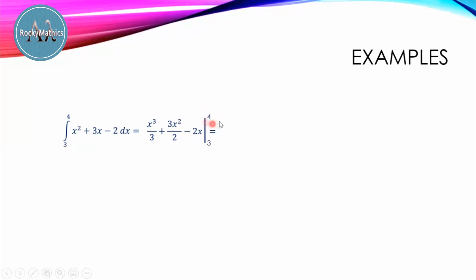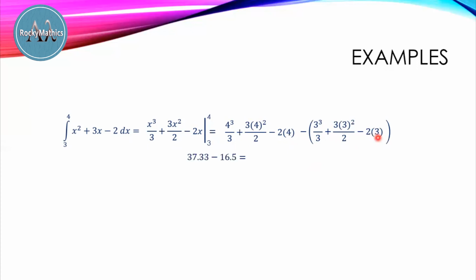So simply substitute the upper limit first in this antiderivative. That is 4 cubed over 3 plus 3 times 4 squared over 2 minus 2 times 4, minus 3 cubed over 3 plus 3 times 3 squared over 2 minus 2 times 3. Simplifying that, we have 37.33 minus 16.5, which is equal to 20.83.